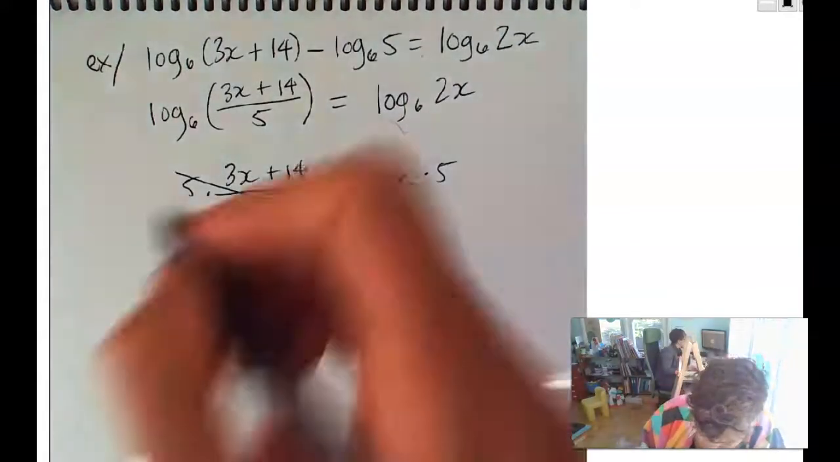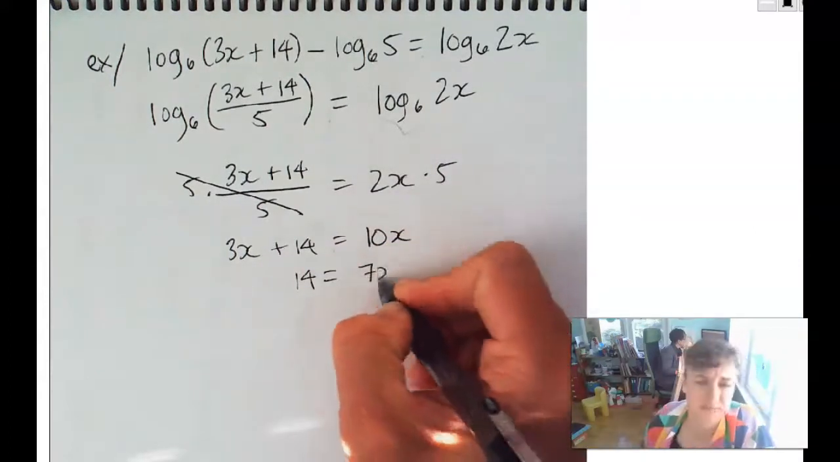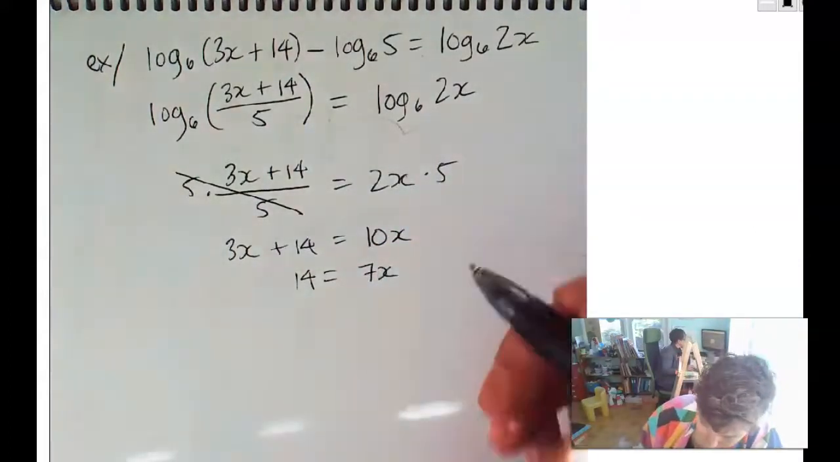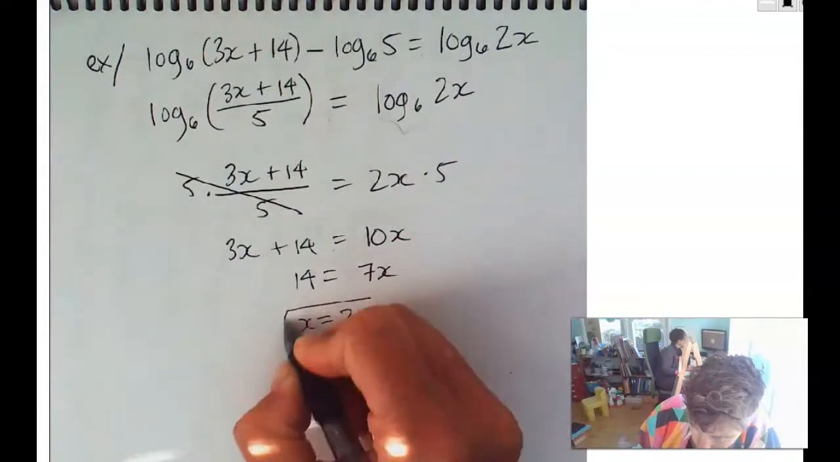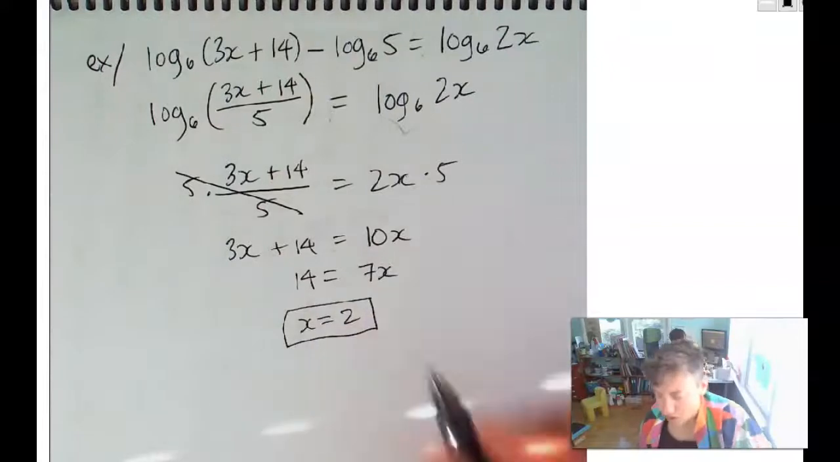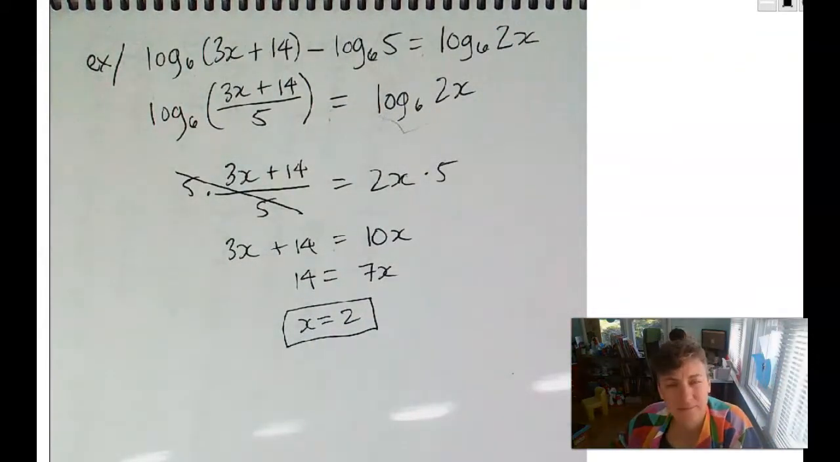Subtract 3x on both sides, and we get 14 equals 7x. Divide by 7 on both sides, and we're going to get x equals 2. Nice. I'm just having such a good time.